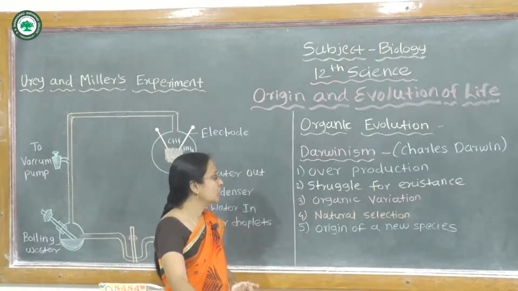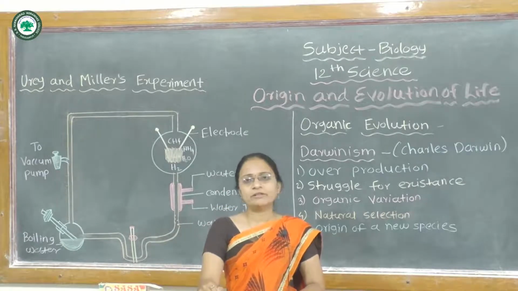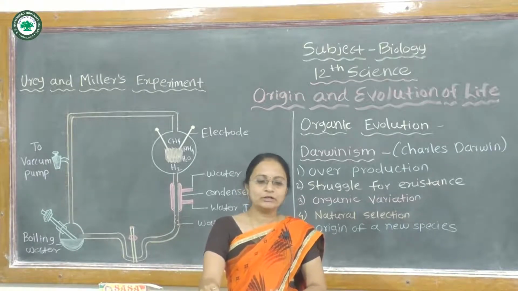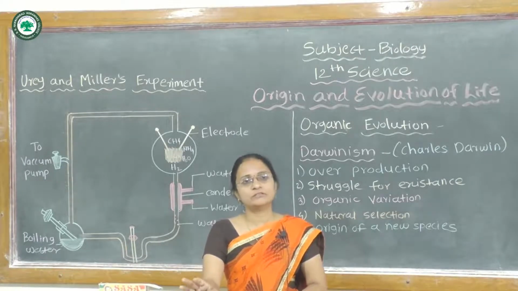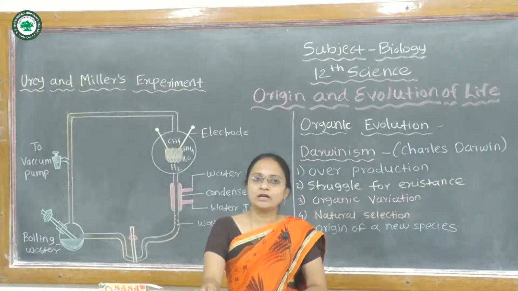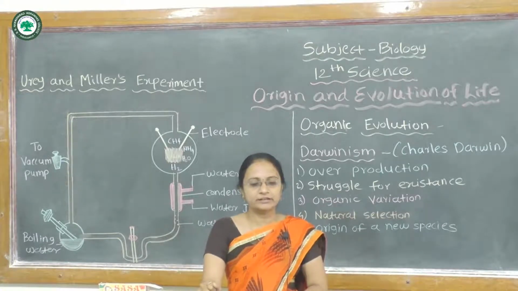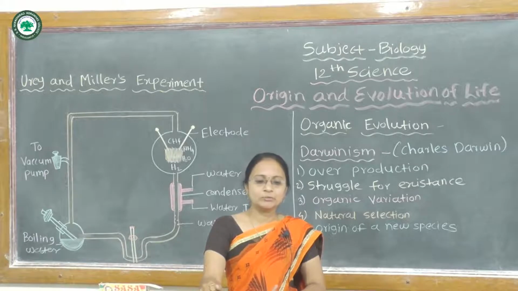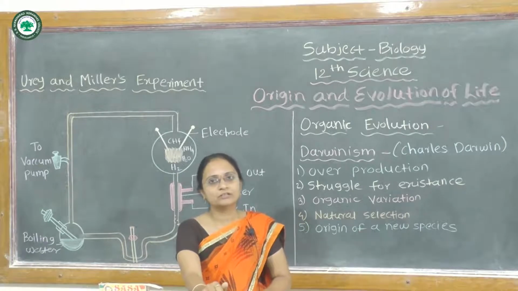The next is organic variation. This variation may be in the form of morphology, physiology, nutrition, habit, and behavioral pattern. As we know, the morphology of each animal is different, each plant is different, their habitat is also different, their physiology, nutrition and diet, all these things are different. Darwin recognized that variation is the raw material for evolution, and these variations were observed among members of the same species, and even among different genera or different species.